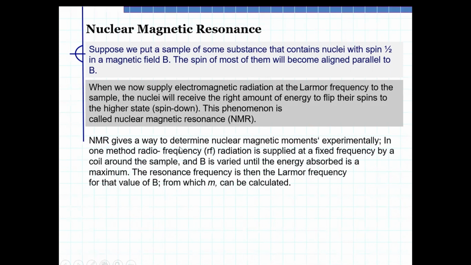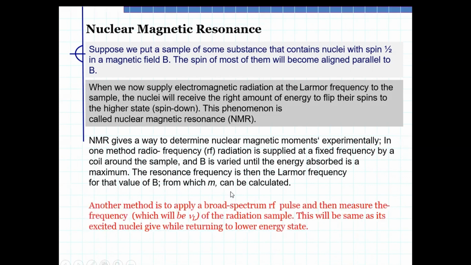Now, NMR gives a way to determine the nuclear magnetic moments with the help of experiments. One method is that radio frequency radiation is supplied at a fixed frequency, and the magnetic field is varied until the energy is absorbed and the absorbed energy is maximum. So the resonance frequency is found, called the Larmor frequency, for that value of magnetic field, for which the magnetic moment can be calculated.